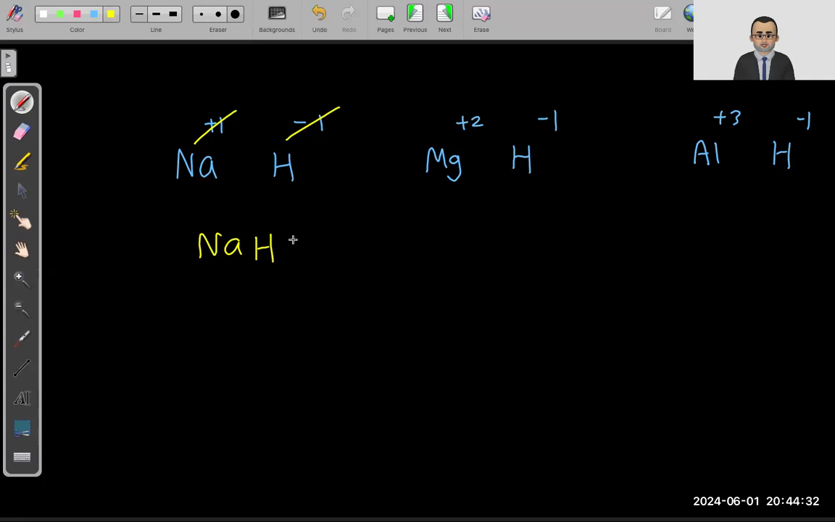It becomes NaH. Here there is a difference, so switch them. Put the 1 here and put the 2 here. So it becomes Mg1, we don't write it, and H2. Again, switch the numbers. 1 comes here and 3 comes here. Switch them. So it becomes Al, under it 1, don't write 1, and then H3. It's like that.